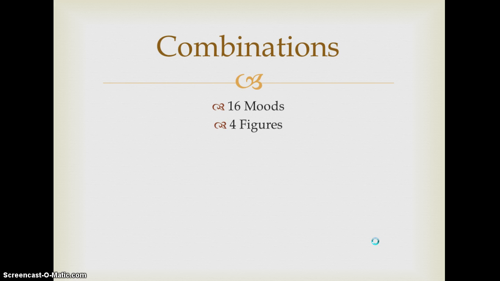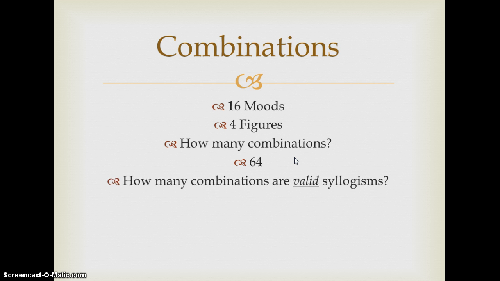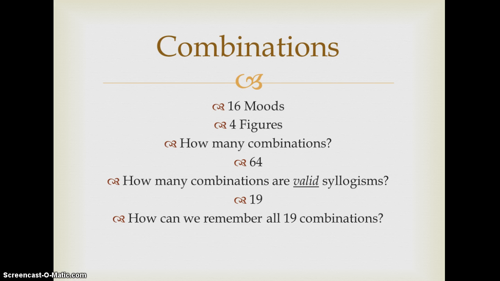All right. In your textbook, it's showing that we have 16 moods when we combine all the different proposition statement types, and we have 4 figures. So how many combinations does that give us? 64. That's a lot. Are we going to have to memorize all 64? No, we are not. We only want to concern ourselves with the valid syllogisms, and how many of them are there? 19.